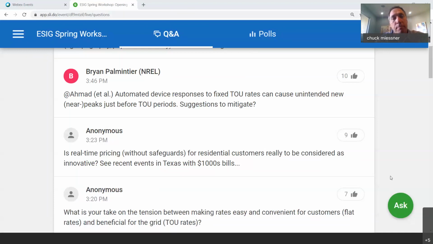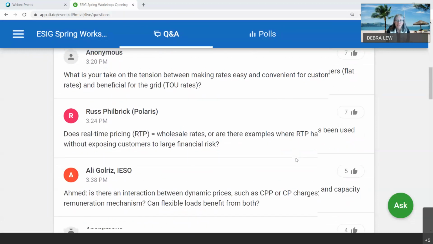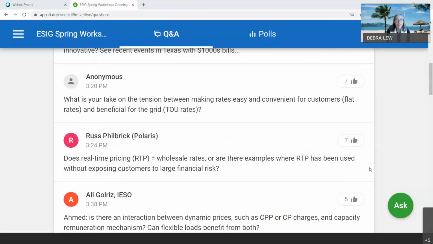Okay, thanks. I'm going to maybe skip to this next question about the tension between making rates easy and convenient versus beneficial for the grid. How do you manage that when you do your rate design?